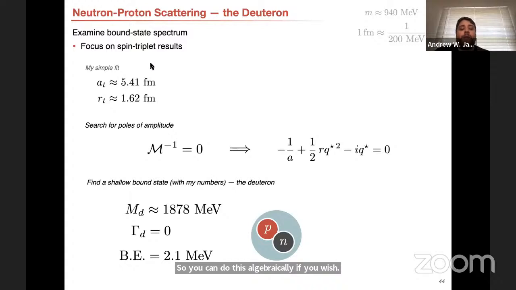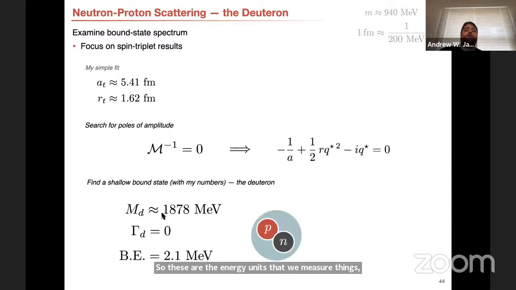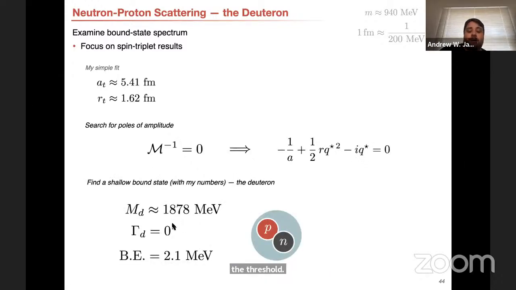What you find here with my simple fit, so this is what my numbers give, is that you get a deuteron with a mass of 1878 MeV. It's a stable bound state, so it lives forever. And it's got a binding energy of about 2.1 MeV. So these are the energy units that we measure things in. The threshold for a neutron-proton system is then 2.1 MeV above this number.